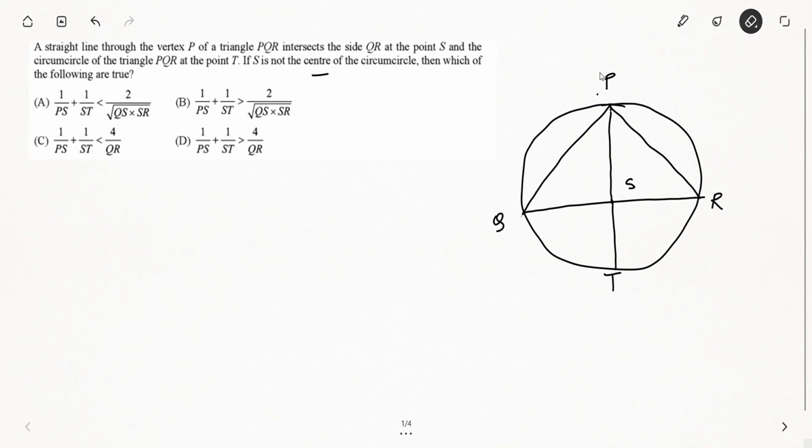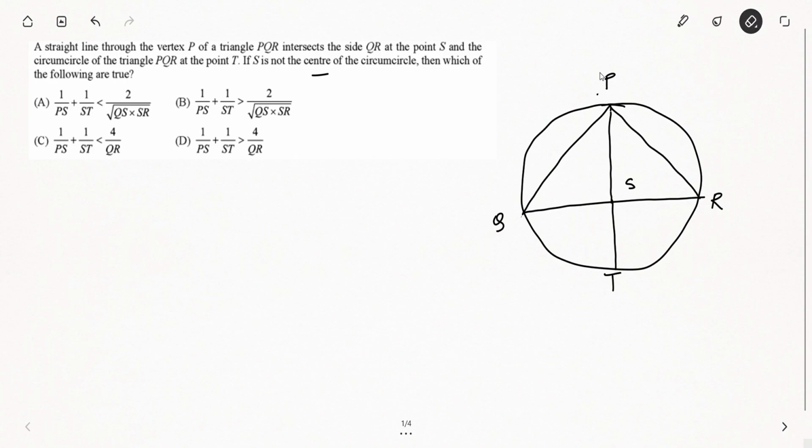So we are having a question today, and the question is from basic geometry. The question states that a straight line through the vertex P of a triangle PQR intersects the side QR at the point S, and the circumcircle of the triangle PQR at point T. This line PS meets the circumcircle at point T. If S is not the center of the circumcircle, then which of the following statements are true?